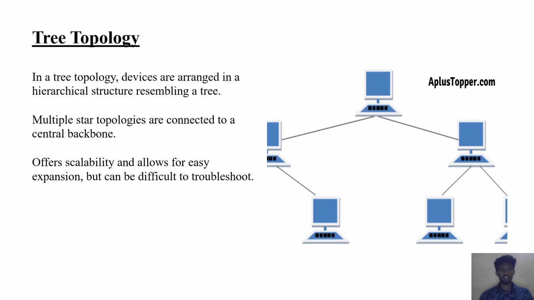And the next one is the tree topology. In a tree topology, the devices are arranged in a hierarchical structure resembling a tree, where multiple star topologies are connected to a central backbone. It offers scalability and allows for easy expansion, but it can be difficult to troubleshoot. This diagram shows how the devices are connected to the topologies in the network.